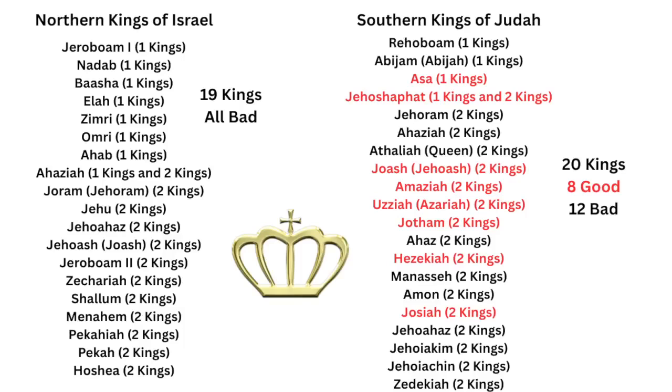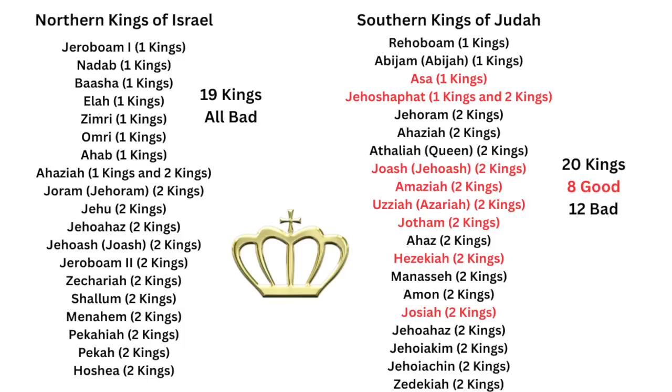Actually, 19 kings and 1 queen, and that's important for us to remember. Of those 20 rulers, 8 were good, 12 were bad. Now, please, if you can, take a look at the sheet that I gave you that lists all of these kings, because we're going to need that as we move through this lesson.